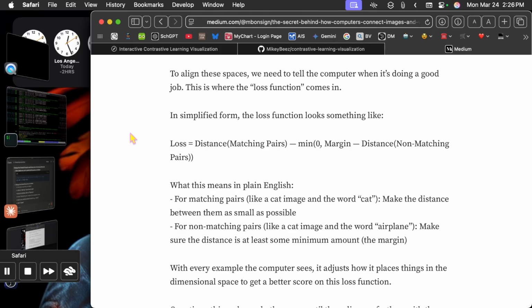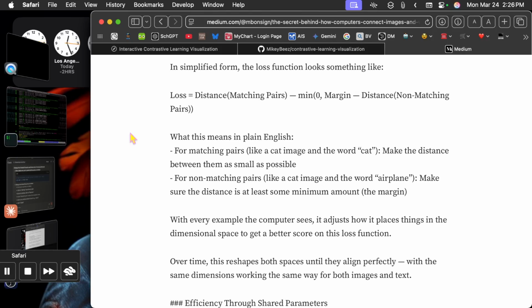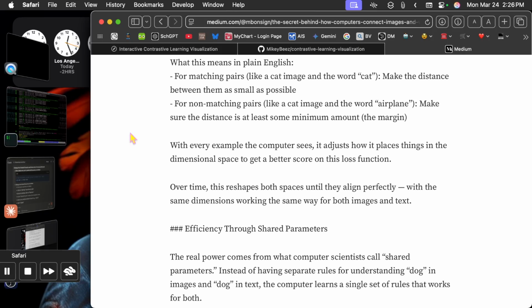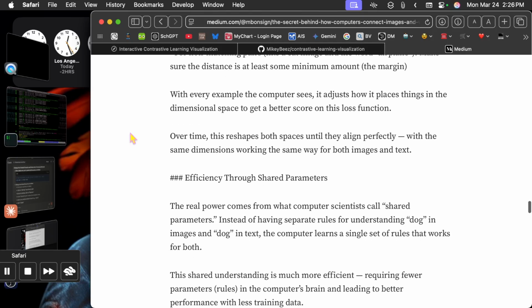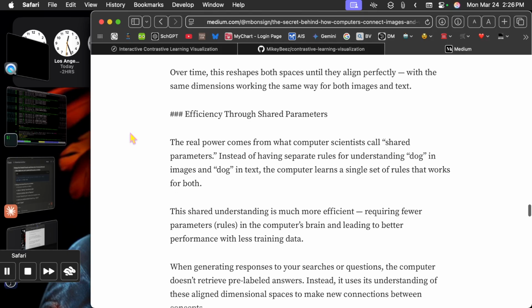For non-matching pairs, like a cat image and the word "airplane," make sure the distance is at least some minimal amount, the margin. With every example, the computer adjusts how it places things in the dimensional space to get a better score on this loss function. Over time, this reshapes both spaces until they align perfectly, with the same dimensions working the same way for both images and text.